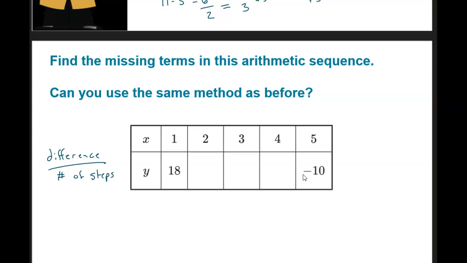So let's see, our difference here, we have negative 10 minus 18. And that simplifies to negative 28. And then our number of steps here is 1, 2, 3, 4 steps. So negative 28 divided by 4 is negative 7. And notice that does match up with what we figured out before, that this should be a negative number since this is going down. So if we subtract 7, we get 11, then 4, then negative 3, and then 10.